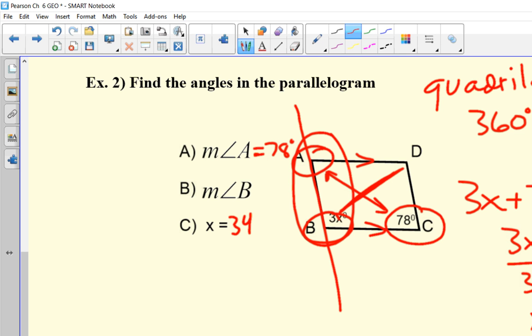But I might ask you to find angle B, so I need to plug that back in, and angle B is going to be 102. That kind of made sense because 3x is equal to that other angle, and that other angle should have been 102 degrees anyways, okay? So be prepared to do that plugging stuff.